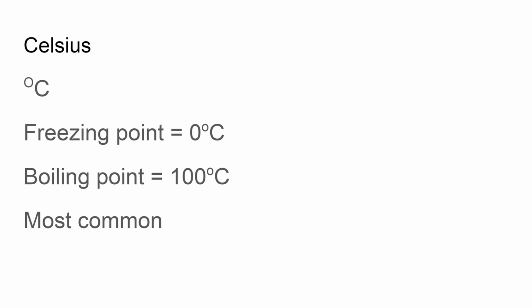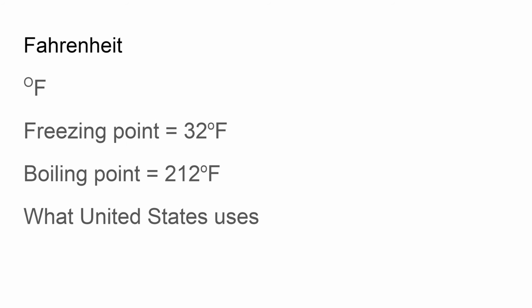Unfortunately, the United States does not use this. We use something called Fahrenheit. And Fahrenheit is a little bit more complicated. I really don't know why we don't use Celsius. We really should, but we use Fahrenheit. And that is measured by using a degree sign and an F. Freezing point, so when water freezes into ice, it happens at 32 degrees Fahrenheit. And water boils at 212 degrees Fahrenheit.